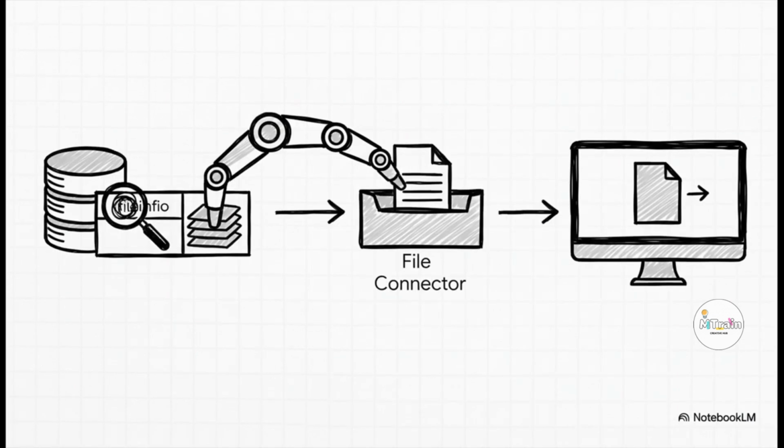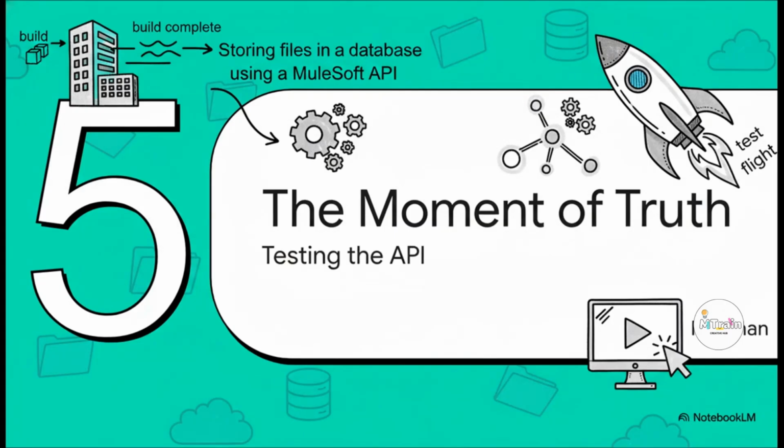Now, getting the file back is pretty much the same process, just in reverse. When a request comes in to our /getData path, the database connector goes and finds the file, grabs its content, and passes it over to a file connector, which then writes the original file right back onto our computer. And believe it or not, that's it. The build is done. The logic is all wired up, the connections are made, so let's fire up Postman and see if this thing actually works.